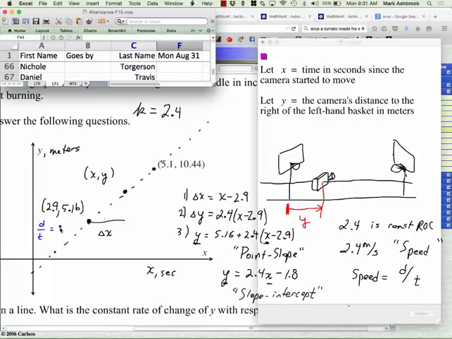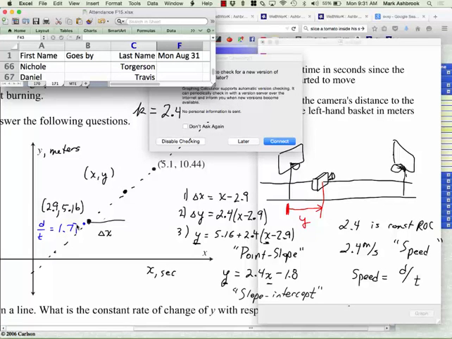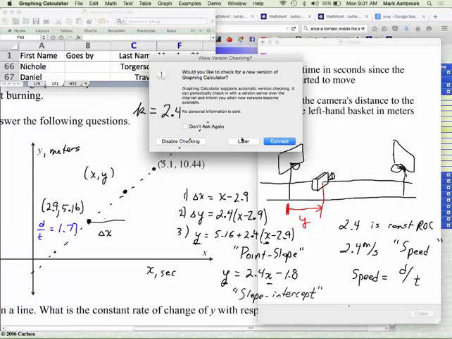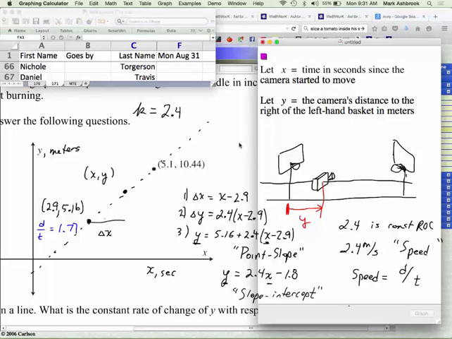What'd you get for this first one? Nice and loud. 1.77. And what'd you get for this one, distance over time? 2.05. Okay, so this speed is distance over time, and we got 1.77, then 2.05. So the speed of the camera is changing. At one point it was 1.77, later it's 2.05. Is that right? Agree with that?